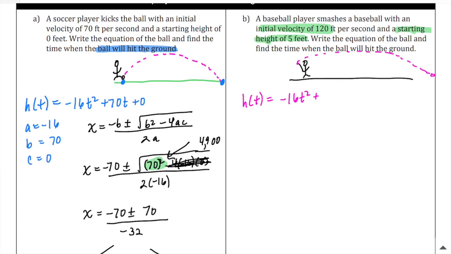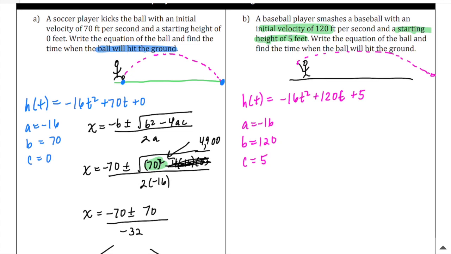Because he's standing up, the ball is going to be in the air. That's great. So I have my initial velocity of 120 feet, and we have a standard position starting point at 5 feet. All right, so we have our equation. Let's have our A, B, and C. So we know that A is negative 16, B is 120, and C is 5.